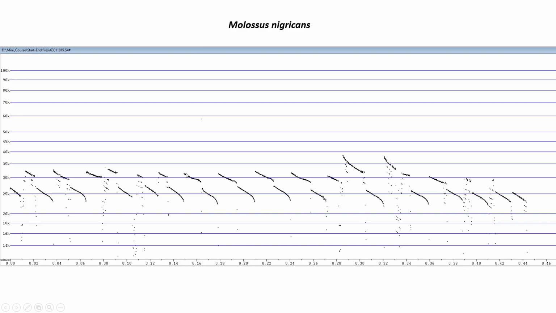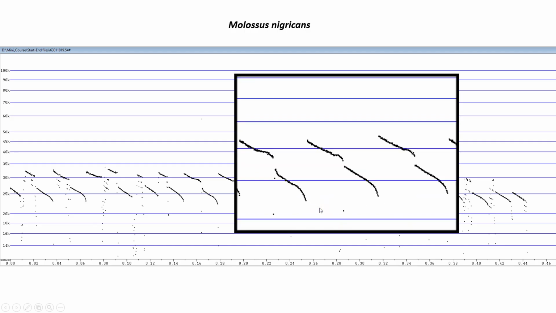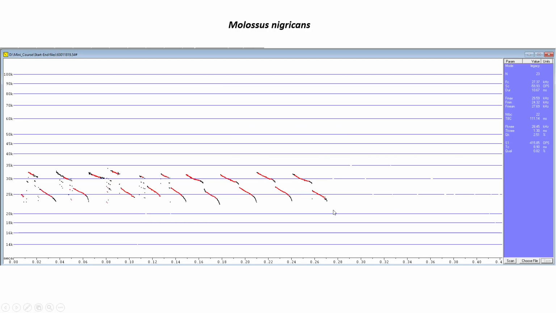And the whole genus is characterized by paired pulses. Bing, bing, bing, bing, bing, bing, decreasing frequency pulses. So we've got an F start and F end, then on the lower pulse, F start, F end. So you would have two completely different sets of values, not very useful for identification of Molossus.